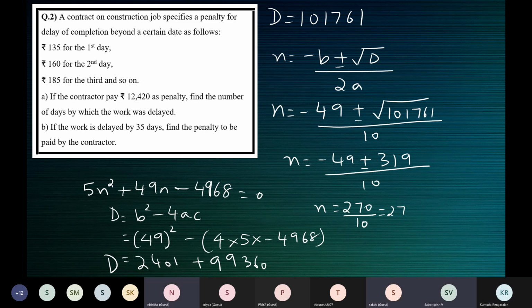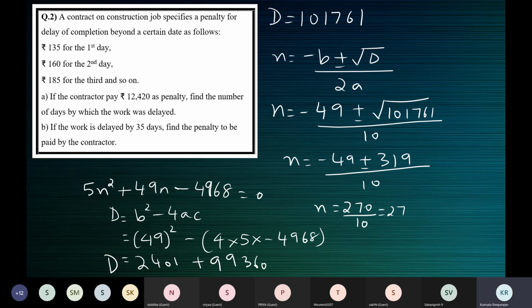Ma'am, A35 is the sum of the AP. S35 is the sum of all, the sum till 35. Very good. Any of us want to answer? Yes, one by one. A35 is the 35th term, ma'am. But S35 is the sum of all these 35 terms. You're right, but be more clear. A35 is the penalty paid on the 35th day, ma'am. S35 is the sum of the penalties for 35 days.